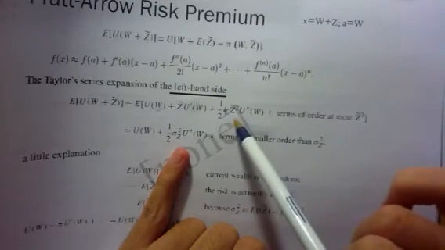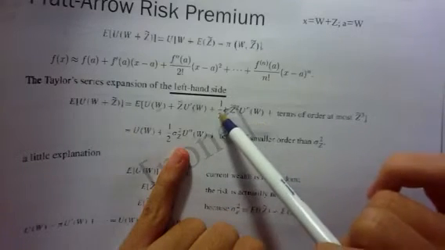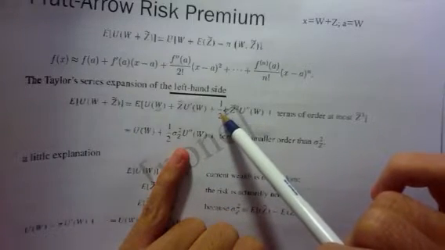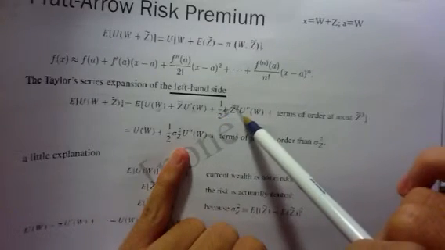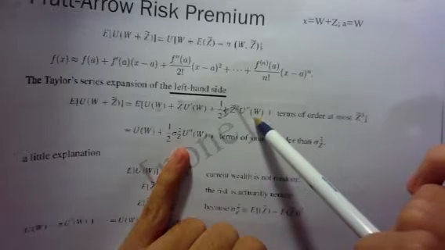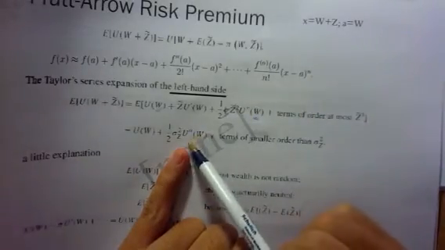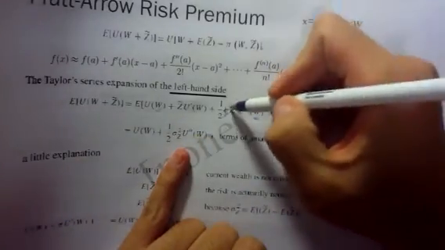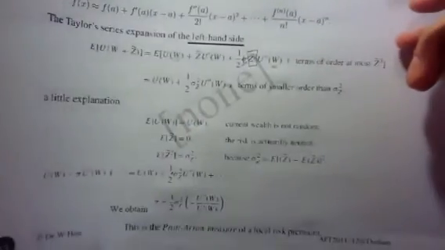Let's look at the third one. Expectation of this part. 0.5 remains 0.5. The second derivative of u at w, the second derivative of w, is endowment. There's no uncertainty about initial wealth, so this part remains. What you need to pay attention to is the z. What is z to the power of 2? Well, let me show you.